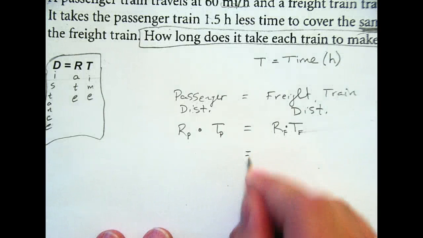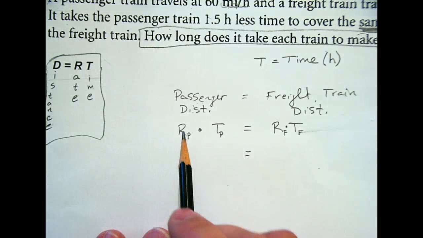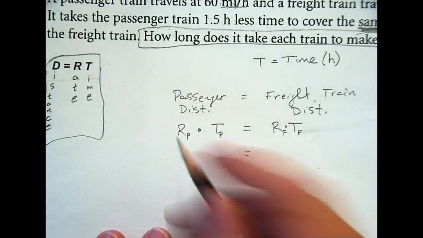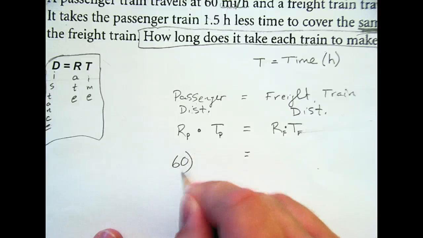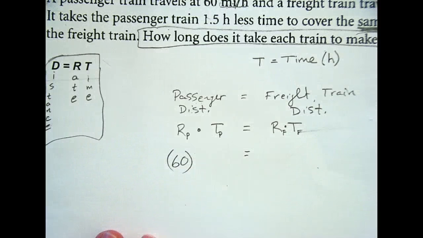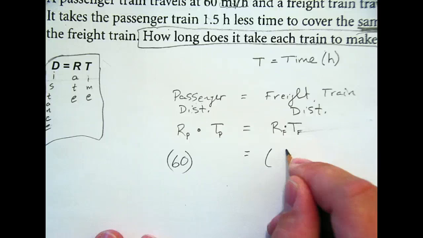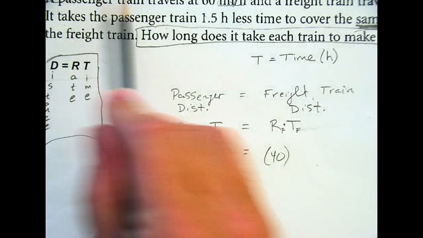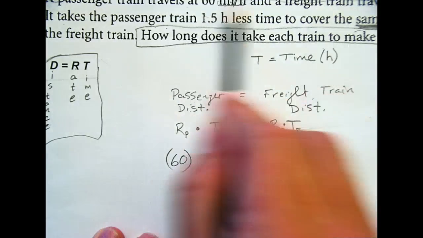Everyone with me so far? Do we know the rate of the passenger? Yeah, what is it? 60, nice. Okay. Do we know the rate of the freight train? Yeah, it's 40. Okay. We are now done with this top sentence. Dude, we are eliminating the words as we go.